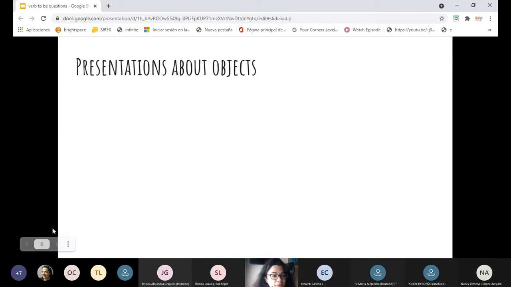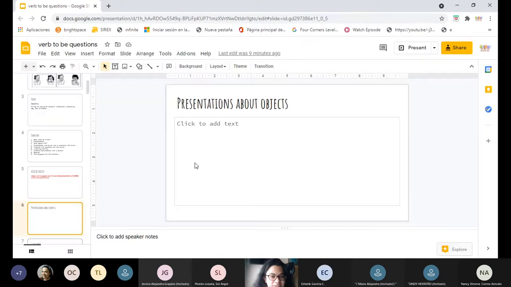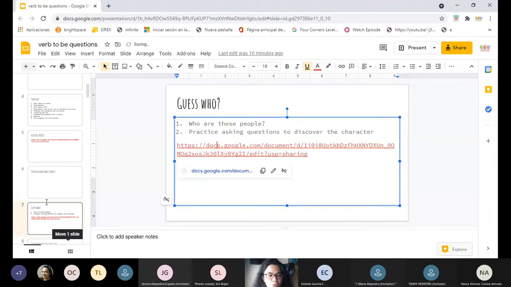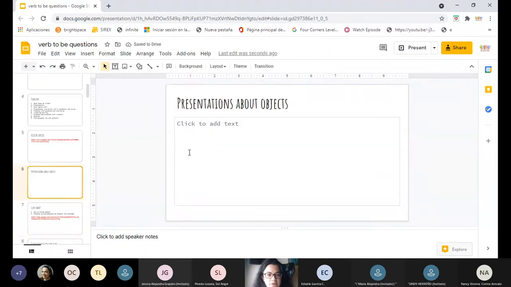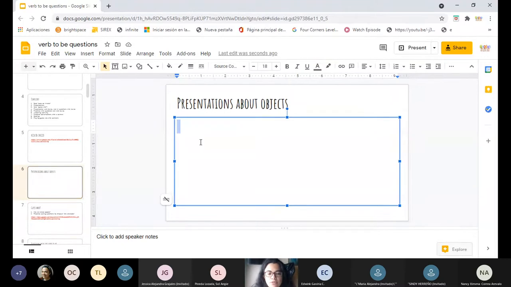So, something important, guys, about this activity. And remember, your partners are going to describe the object, right? So, you describe the object, taking into account the information about size, shape, material, etc.